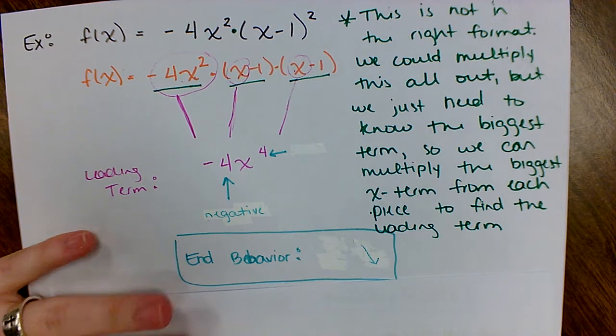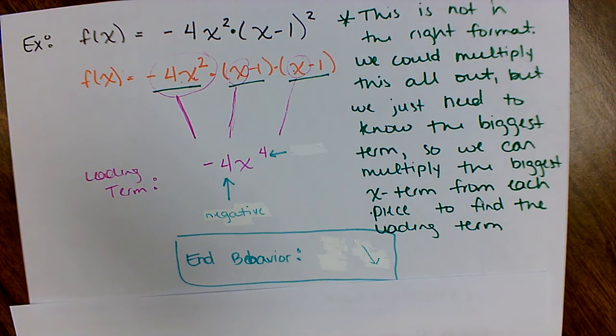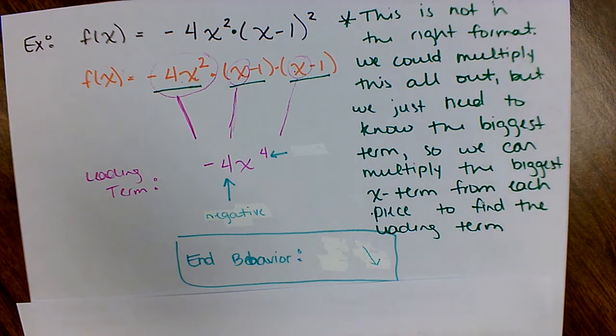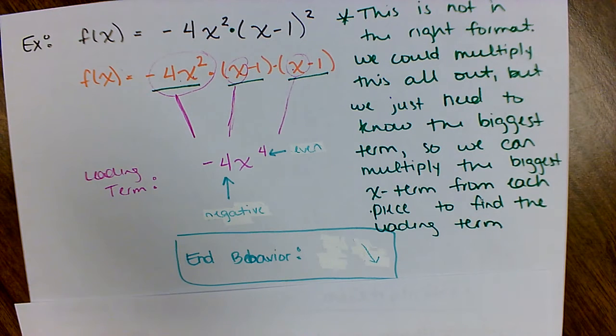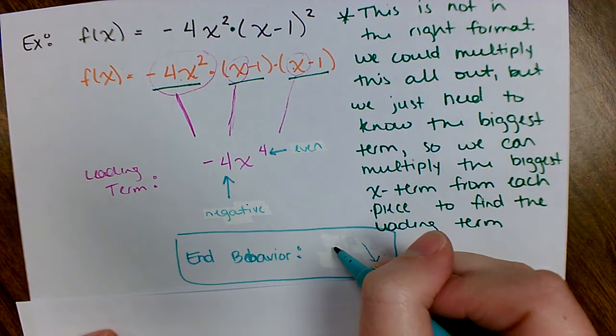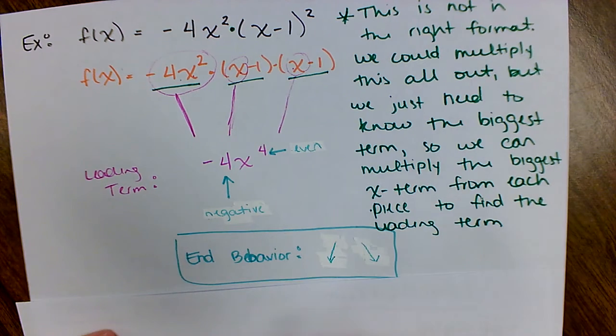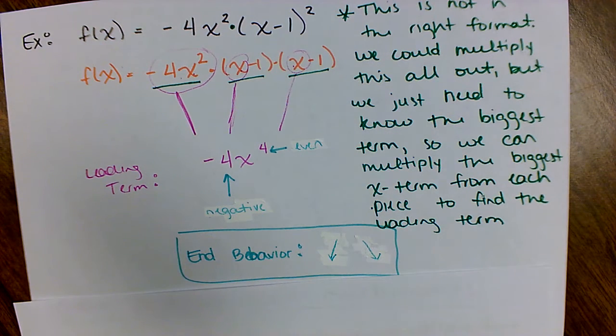The other thing we look at is the exponent. What do we look at for the exponent? We want to see if it's even or odd. So 4 is even. So what does even tell us? Well, remember, odd means opposite, so even means the same. That means that my sides are doing the same direction. So I must be going down on the left as well.